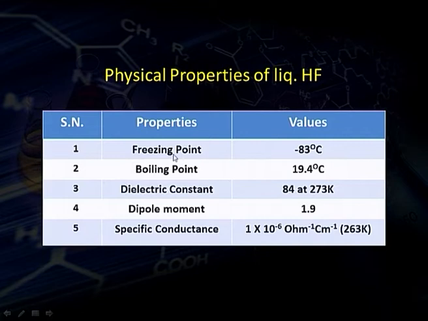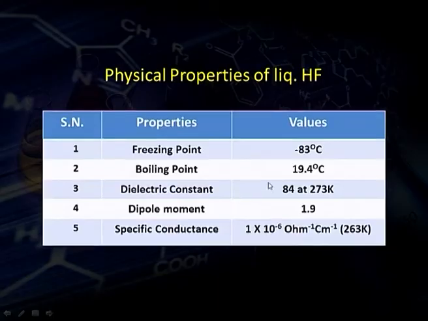The freezing point of liquid HF is -83 degrees Celsius. Its boiling point is 19.4 degrees Celsius. The dielectric constant is 84 at 273 Kelvin. Dipole moment is 1.9. Specific conductance of liquid HF is 1 x 10^-6 per ohm per centimeter. This is at 263 Kelvin.